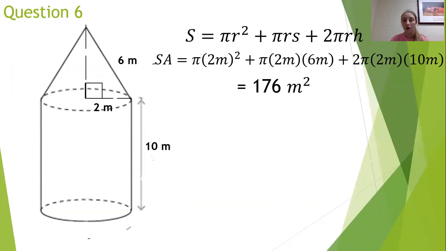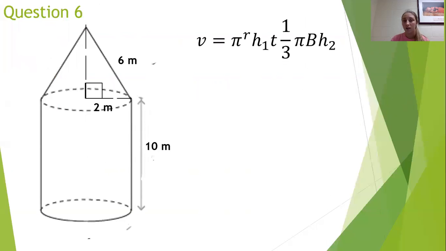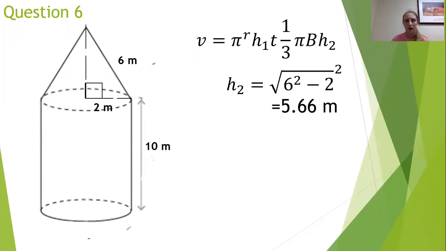But they also want us to find the volume, so we're going to use the same kind of formula, because it's in the shape of a rectangle if it's flattened out. Okay, so we're going to plug in our information, but we have to notice that we don't have our height. So we have to go back to what we previously talked about and use our Pythagorean theorem to find our height. 8 squared equals 6 squared minus 2 squared, and you take the square root of that, and you get 5.66 meters.